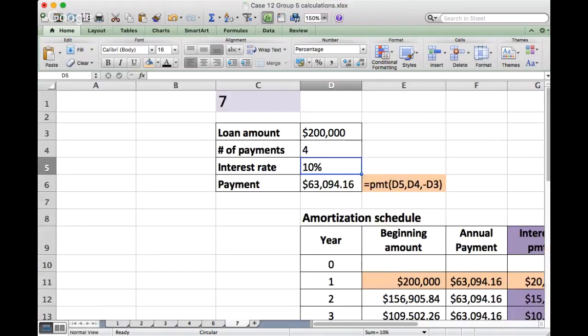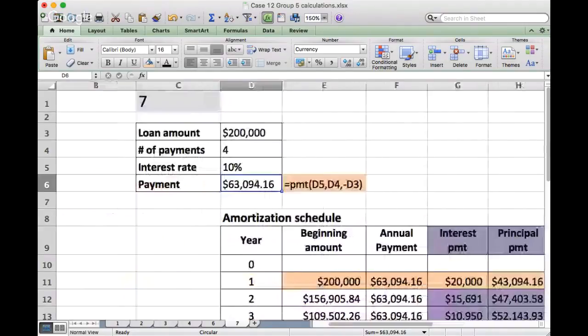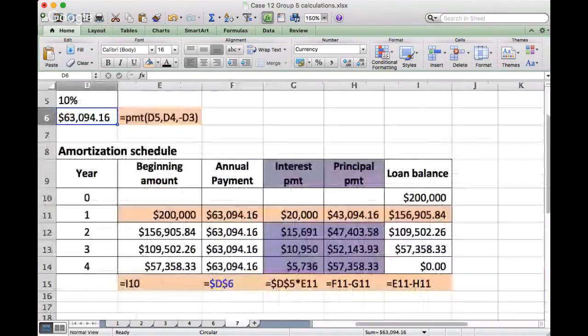You're going to do equals PMT, parentheses D5, because the first thing it asks for is the rate. So you're going to use the 10% rate, and then it's going to ask you for the number of payments. There are 4 payments, and then it asks you for the present value, which is the loan amount, or negative $200,000. So that gives you a payment every year of $63,094.16.